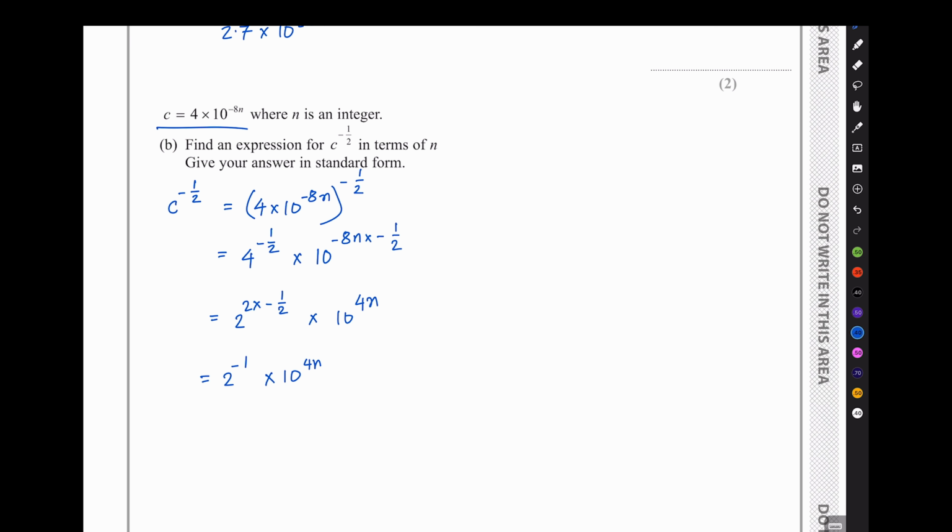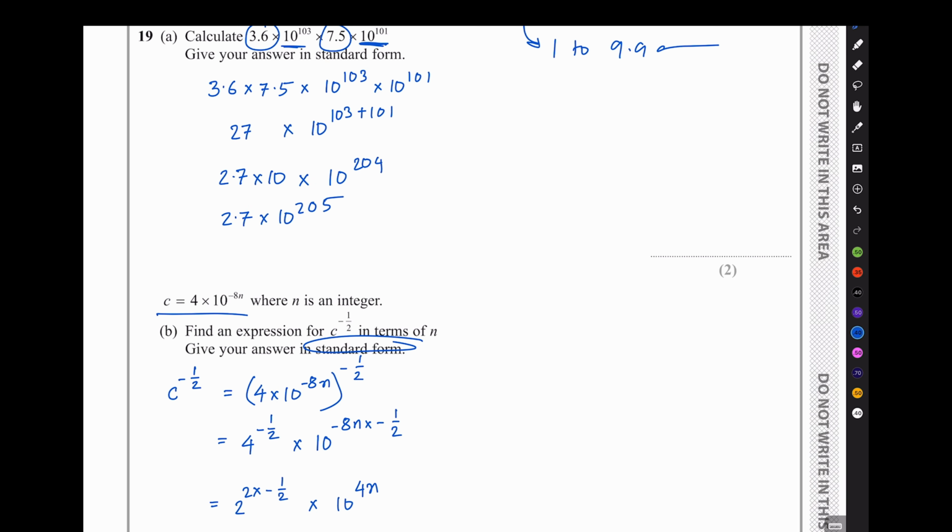Is this it? Oh no, they specifically asked for the standard form. So 2 to the power negative 1 is basically 1 over 2, and 1 over 2 is 0.5. So the answer is 0.5 times 10 to the power 4n.